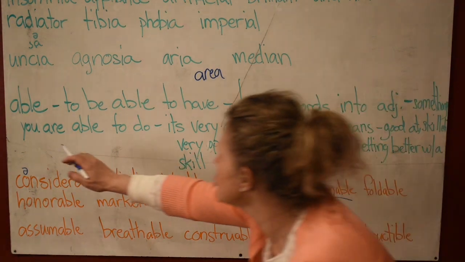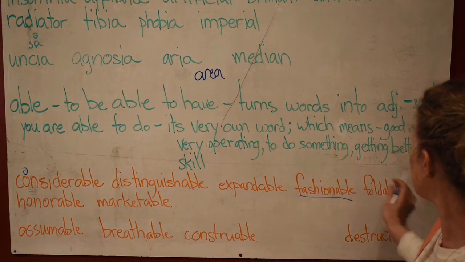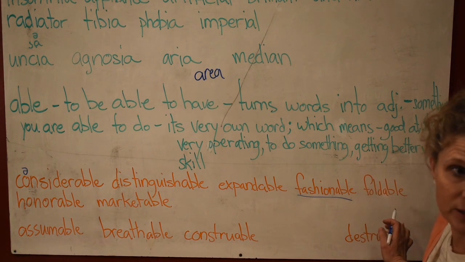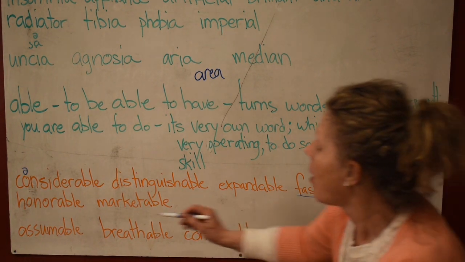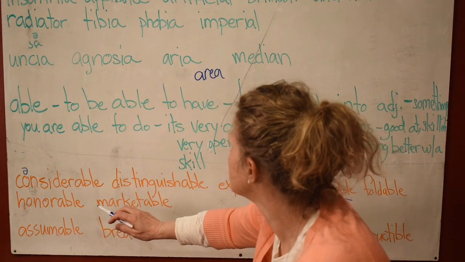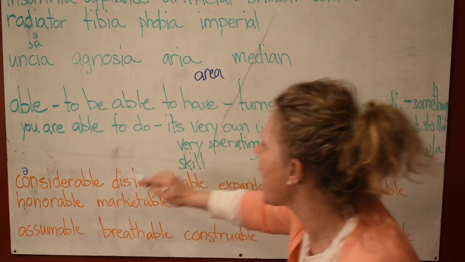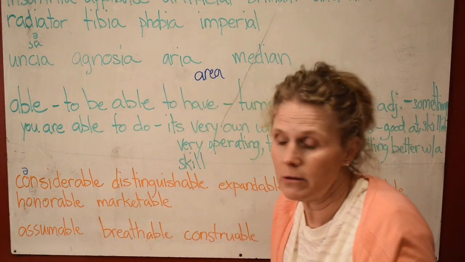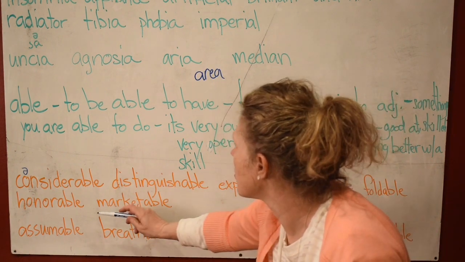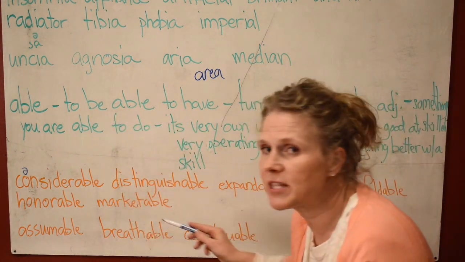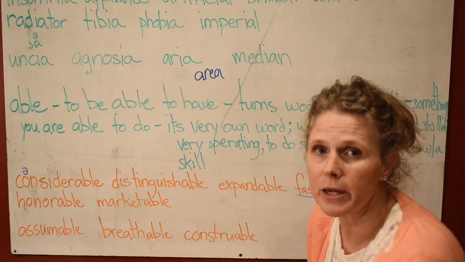Foldable. You're able to do it. Something you're able to do. You're able to fold this. Okay? Honorable. Well, I think that's to be able to have. You're able to have honor. Marketable. You're able to have it. You have something that you can market and sell.